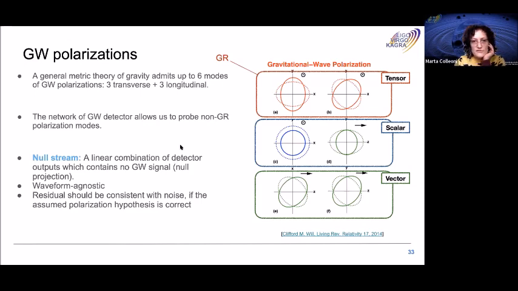Here we use a method based on the concept of null stream. A null stream is a linear combination of detector outputs, which contains no gravitational wave signal, assuming that the polarization hypothesis we are working with is correct, and is waveform agnostic. And as I already mentioned, if we perform this projection and we find the residual is consistent with noise, then the polarization hypothesis we are assuming is likely to be the right one.